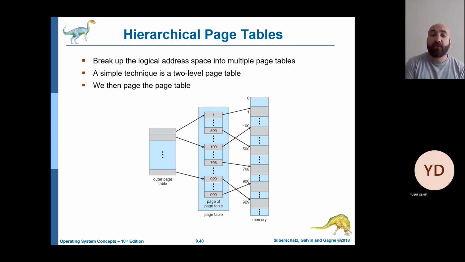One way is to use a two-level paging algorithm, in which the page table itself is also paged, as shown in this figure. Based on that, we can create a hierarchy of different page tables instead of storing all the mapping in just one page table. We can create an outer page table and an inner page table in a hierarchical manner, and reach the physical memory.